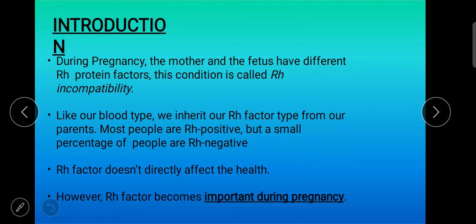Most people are RH positive, but a small percentage of people are RH negative. What does this RH factor mean? Suppose your blood group is A positive: A is your blood group and positive is your RH factor. Most people have a positive RH factor, and only a few have RH negative.